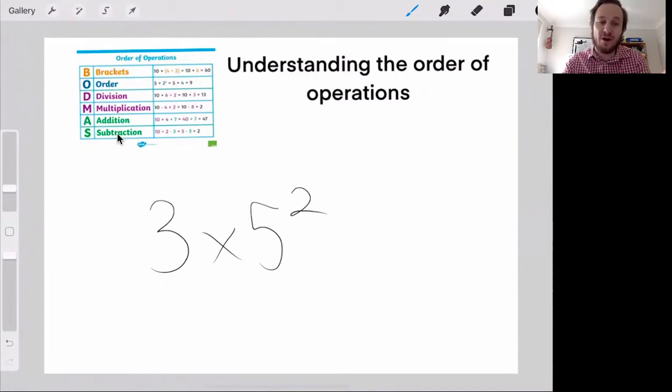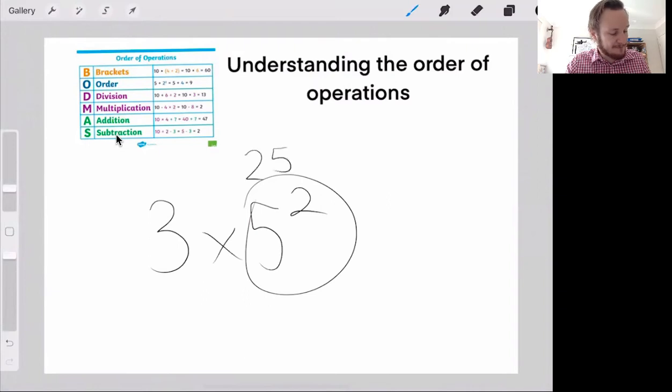You solve, if there's no brackets, you go to order first. So you solve the square numbers first. So what's 5 times 5, because it's 5 squared? It is 25. Then you can do 3 times 25 equals 75.